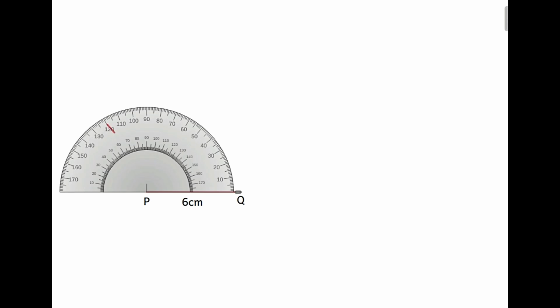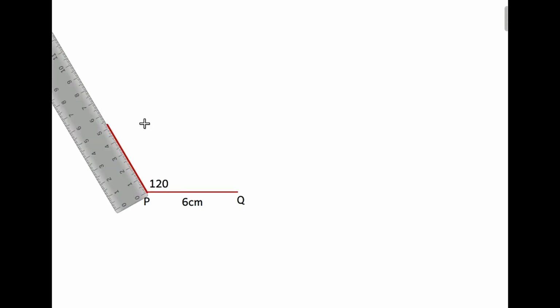Now we have to draw triangle PQR. Let us draw PQ equal to 6 cm at first. Now take 120 degree at P. Now take 6 cm on this line and mark PR. Join Q to R to get the required triangle.